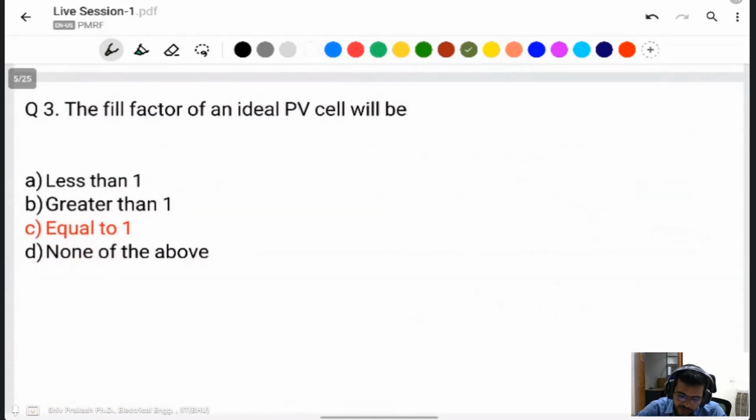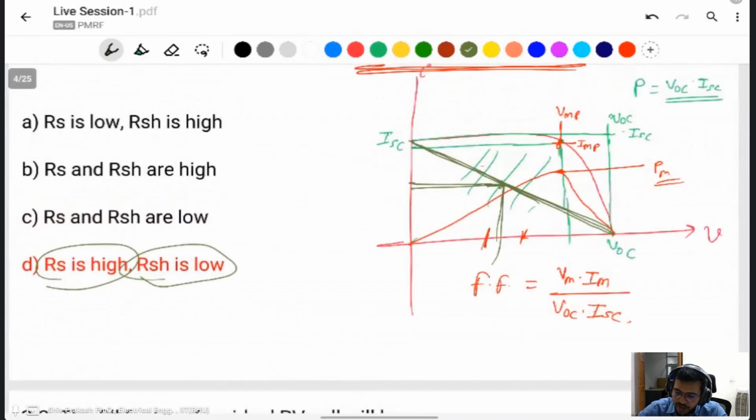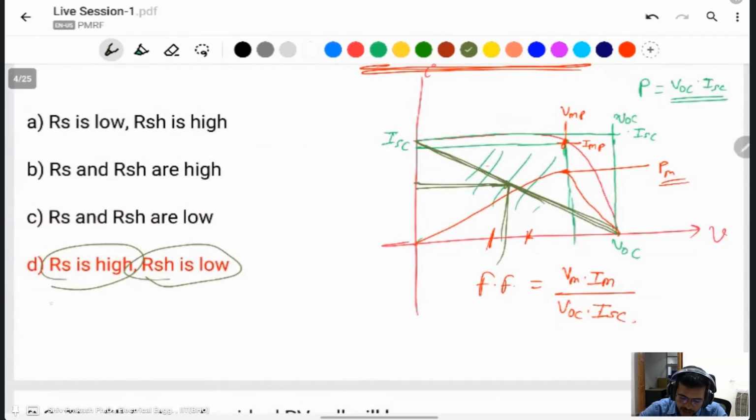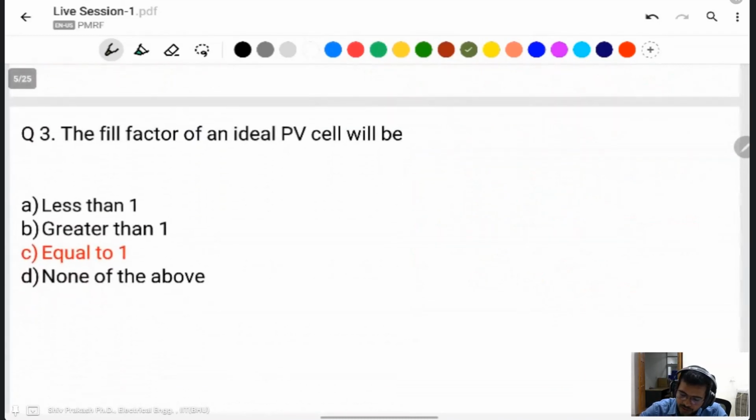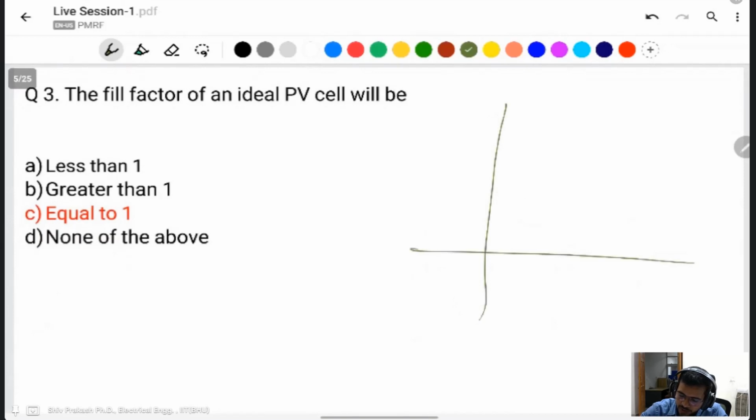The fill factor of an ideal PV cell will be... I think you all know about the ideal cell. Ideal means RS is 0 and shunt resistance is infinity. This graph is a practical one, but in ideal cases it will look like that: VOC is the same as VM and ISC is the same as IM.